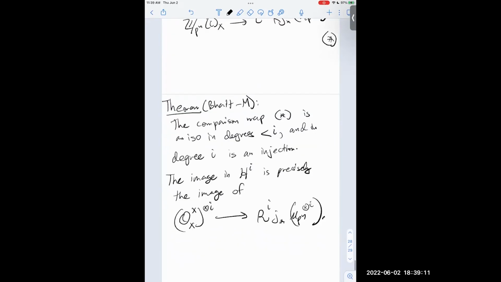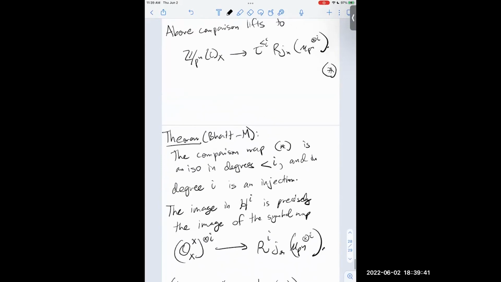Sorry, so here you have a Kummer map which goes from O_X^×, or even O_X[1/p]^×, into R^1 j_* of μ_{p^n}, coming from the Kummer sequence. Then you can take the i-th tensor power of that, and you get this symbol map. And the claim is that's exactly what this map star is doing on cohomological degree i.